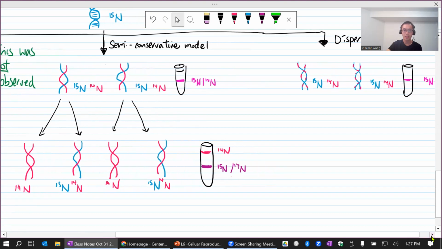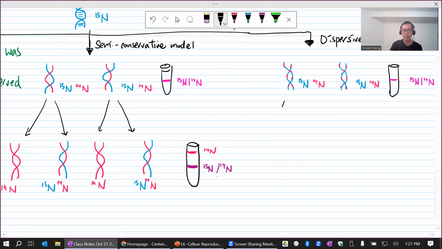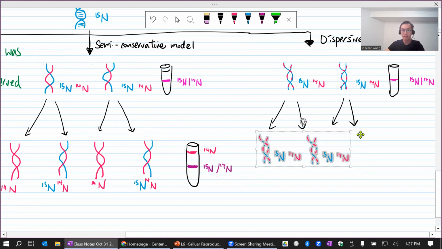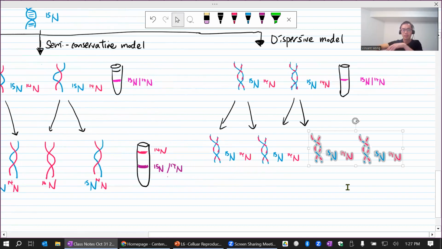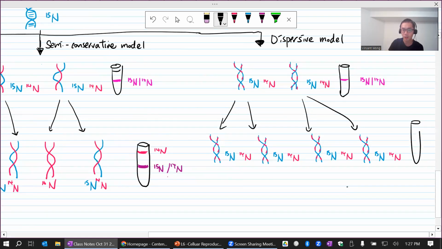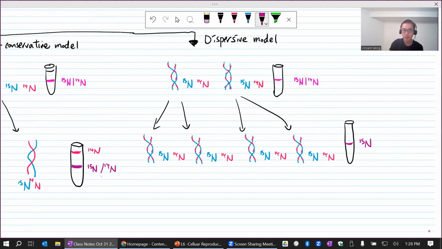If we go over to here, if it's dispersive and you let it go for another generation, it actually doesn't matter. It will still be dispersive. You will basically get four of these things, and if you run it on a column, you would just have a single band in the middle again.